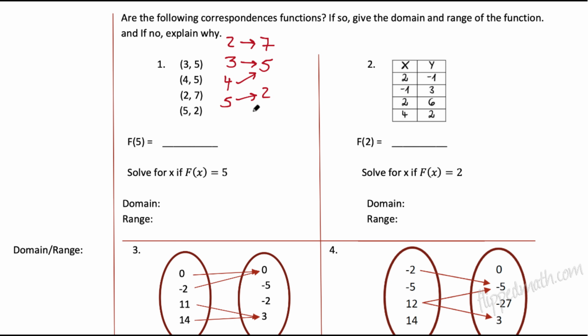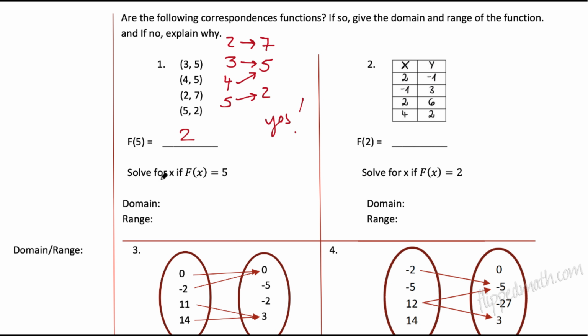All right, so as I said, think of the commissary. These are our items. They all have one unique price. That's okay. So yes, this is a function. We're going to write that down. Yes, that's a function. f of 5 means I want to plug 5 into this function. I'm going to look for where 5 goes. 5 goes to a 2. So f of 5 is 2.